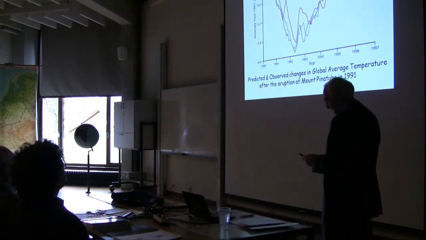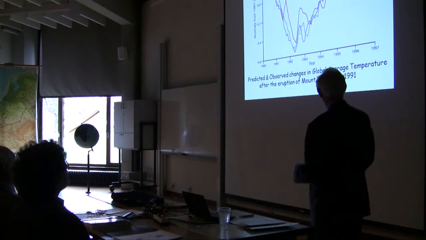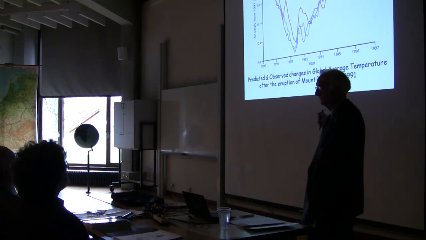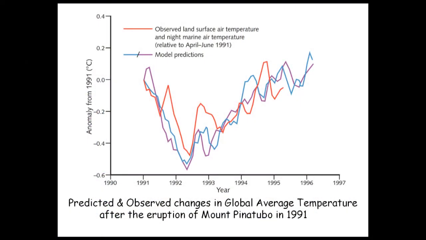If you're going to have a model of the climate, you've got to test it. I'll show you a single observation and simulation. In 1991, Mount Pinatubo erupted and put lots of dust in the atmosphere. The dust circulated around the world. The temperature dropped over a period of a couple of years by about 0.5 degrees Celsius on average. The average temperature of the world dropped by about half a degree.